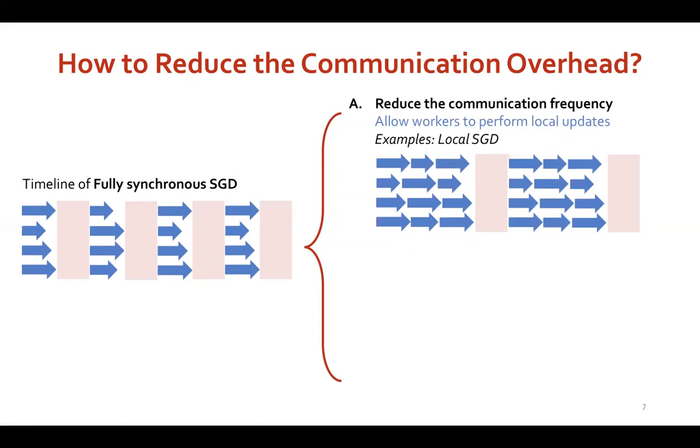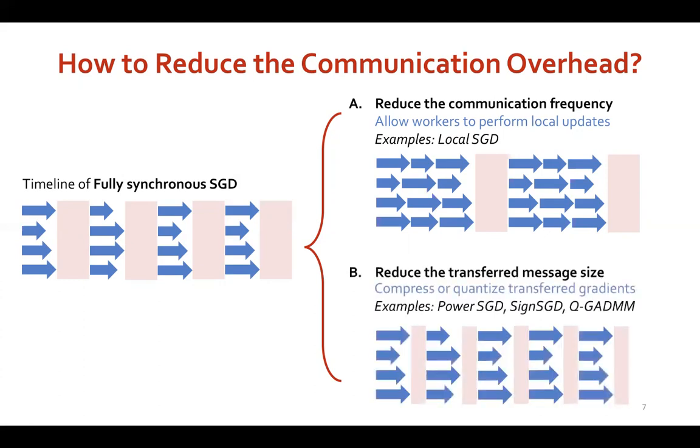Another orthogonal way is to reduce the size of the transferred message. Instead of reducing the frequency of communication, each worker can quantize or compress the gradients or model updates that they are sending over the network. This can be achieved by different methods. Some examples are power SGD, sign SGD, etc. And this is another way of reducing the communication overhead. These two complementary ways can actually be combined to do local update, quantized SGD.